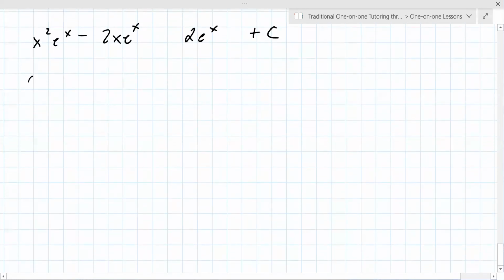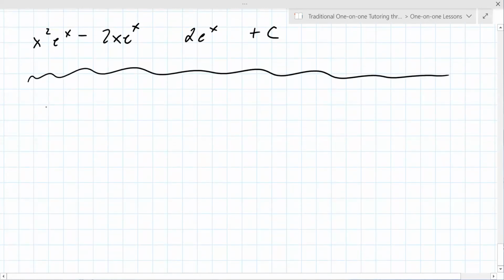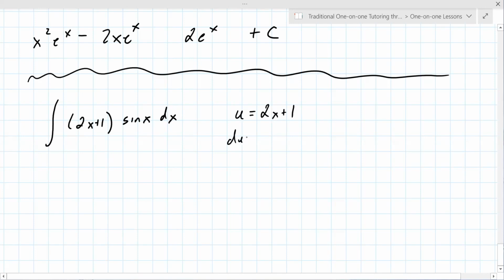Okay, let's do another one. We'll make it simpler though. Let's say you're doing the integral of 2x plus 1 times sine x dx. So this is that type I was mentioning up above. It's some sort of polynomial, and then it's an e or a sine or a cosine. So your u is always the polynomial 2x plus 1. Your du is 2 dx. Your dv is sine x dx, integrate both sides.